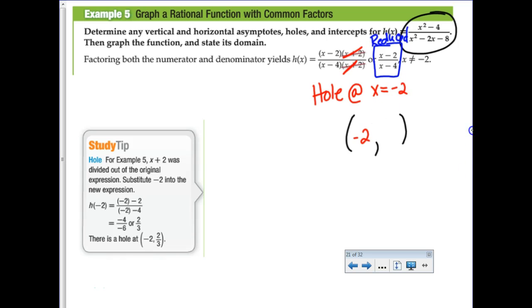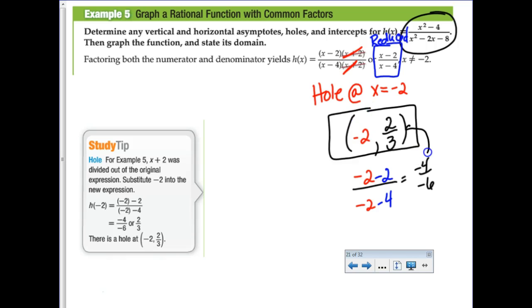Look what happens when you plug -2 into that. You get -2 minus 2 over -2 minus 4. And what is that? -4 over -6, better known as 2/3. So you can find the precise location of the removable discontinuity, first by factoring to figure out the x value, and then plugging into the reduced version to find the y.